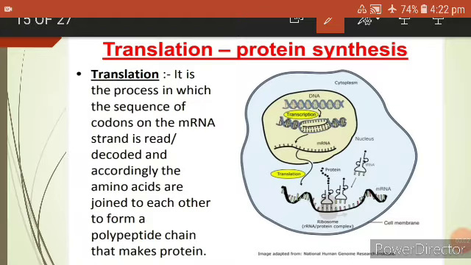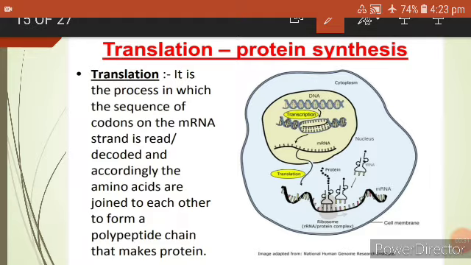Now let's continue with the translation, the protein synthesis process. As we have studied in transcription, DNA forms RNA, for example mRNA. What kind of protein is to be produced, and what is the sequence of amino acids in that polypeptide chain, is now coded in mRNA. So now the mRNA, with the help of ribosomes and other RNA, forms a protein, and that is what is called translation.